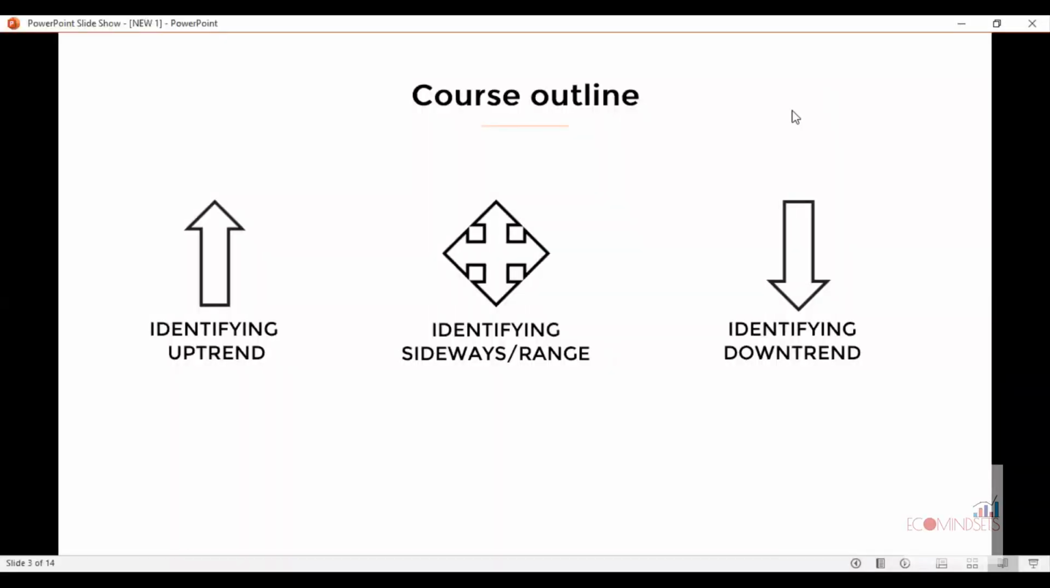So you have to be able to identify whether you are on an uptrend or a downtrend, or you are looking at a range, which in other words we call the sideways trend. We'll be looking at these three trends, because these are the trends that we'll be trading based on trend lines, support and resistance levels.